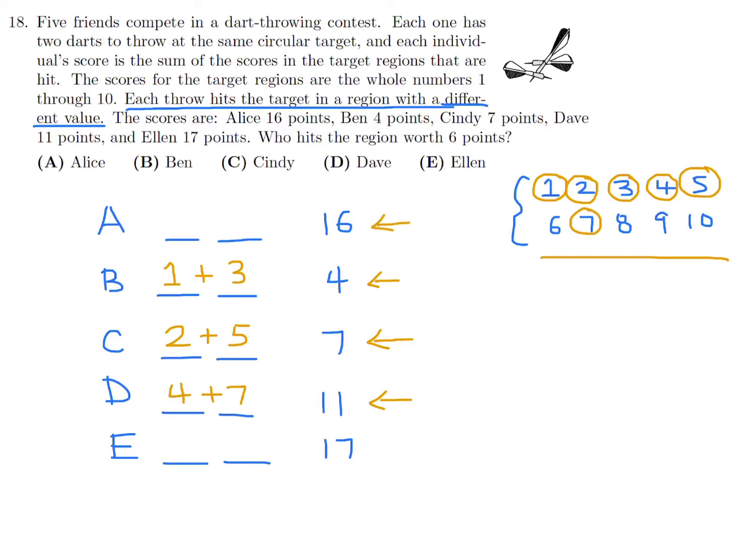Now let's turn our attention to Alice. With the remaining numbers, when we want to get a sum of 16, I think the only way that's possible is with the 6 and a 10. And then obviously these last two have to go down here with Ellen, 8 and 9, and indeed 8 plus 9 is equal to 17. So who hits the region worth 6 points? It's Alice. So 18, the answer is A.